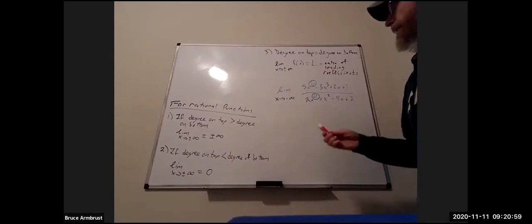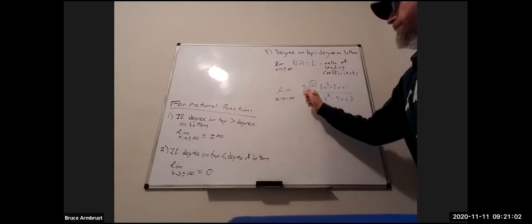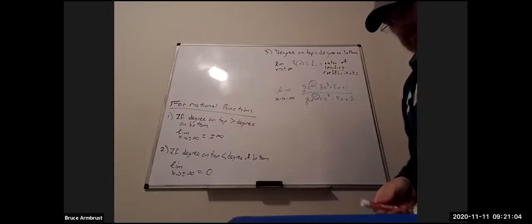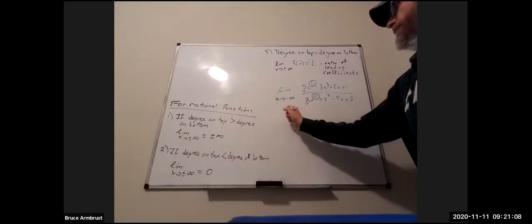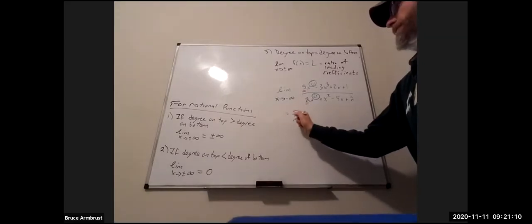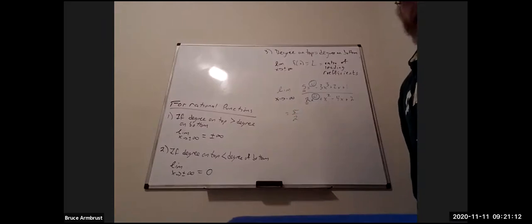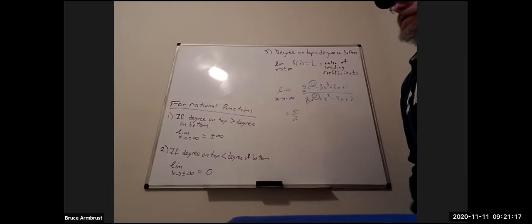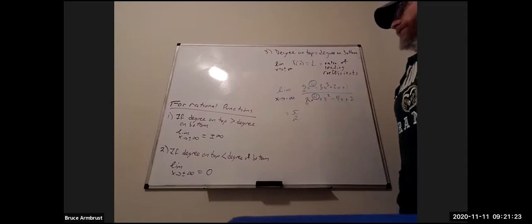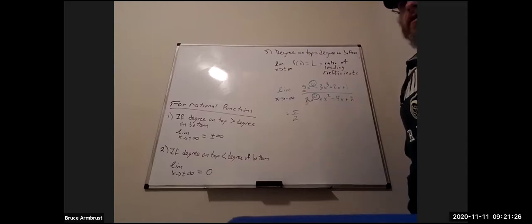So what we can do is actually just look at those leading coefficients, 5 and 2. And so this tells me that this limit is equal to 5/2. Done. So with rational functions, it's actually pretty quick and pretty easy, because all you have to do is look at those highest powers and look at the coefficients on those highest powers and form your ratio.